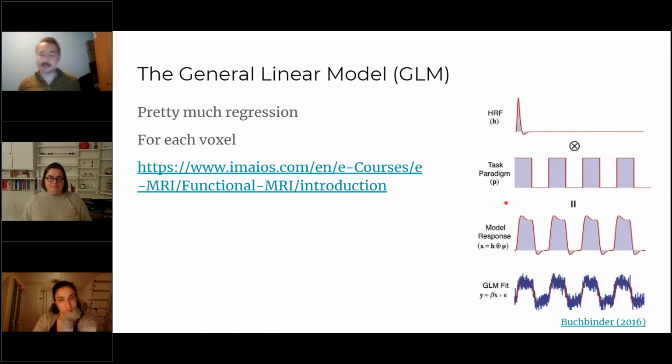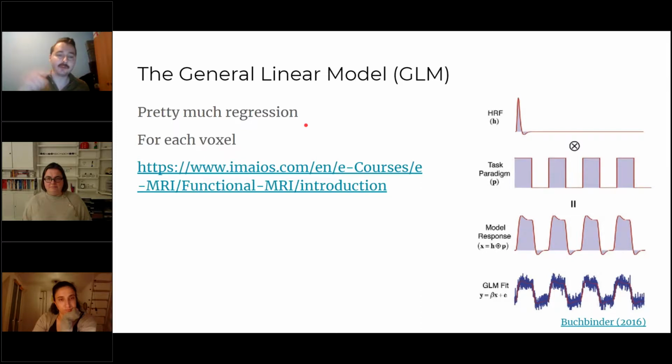So the way we actually analyze this is fairly straightforward. We basically do regression, known as the general linear model. What we do is design a particular task that we think will engage a cognitive operation that we're interested in. Then we make a prediction of what the neural activity responding to this task should look like by convolving the hemodynamic response function with our variable. This gives us a prediction of what an area of the brain, a voxel, should do.